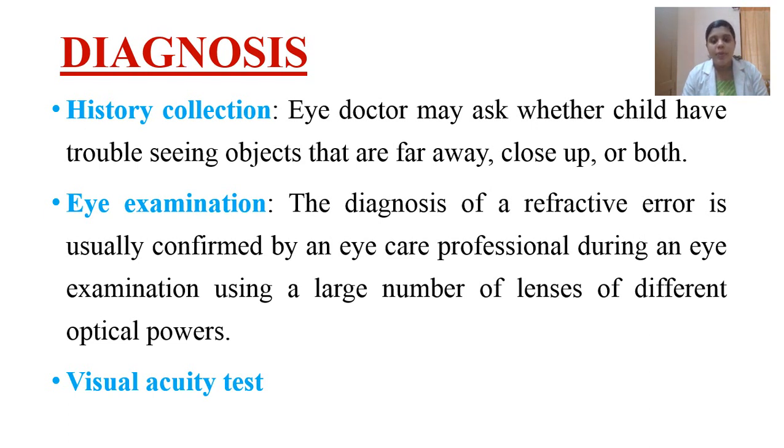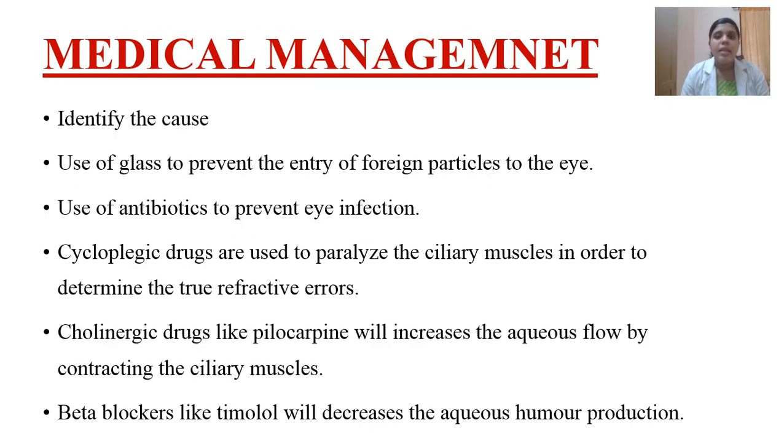Next one is regarding visual acuity. So Snellen study is used, and computerized tests are also common nowadays. With that, the visual acuity of the child is assessed. Coming to the medical management, the medical management mainly depends upon identifying the cause. So early identification of the cause and proper treatment can cure this disease in the childhood period itself.